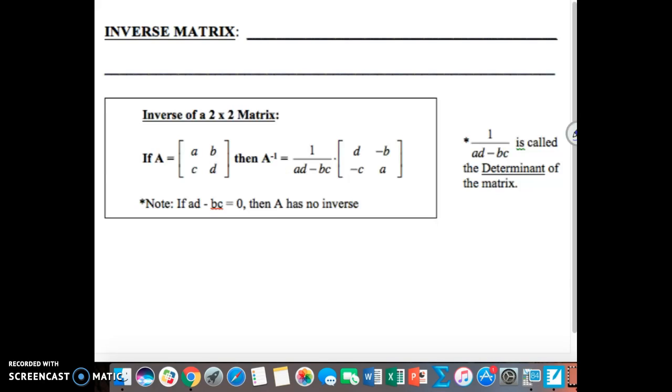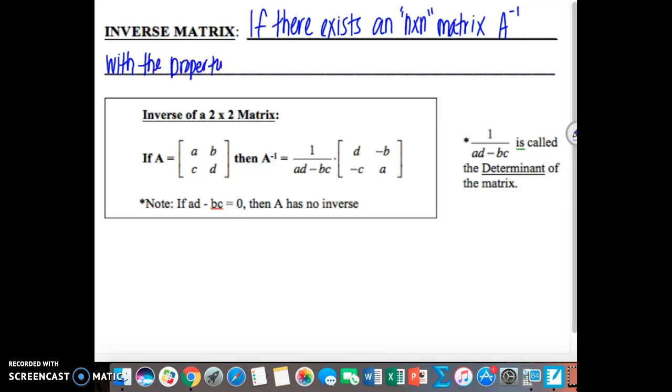Another definition we're going to talk about is the inverse matrix. So if there exists an n by n matrix, where again n by n is just the dimensions of the matrix, so an n by n matrix, A inverse, with the property that A times A inverse equals the identity, and A inverse times A also equals the identity, then A inverse is the inverse of A.